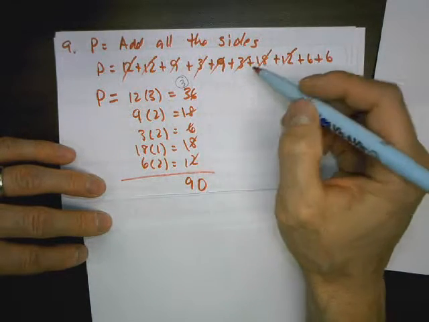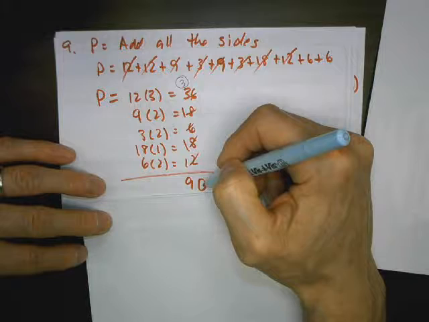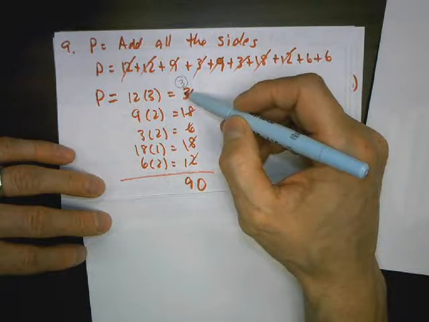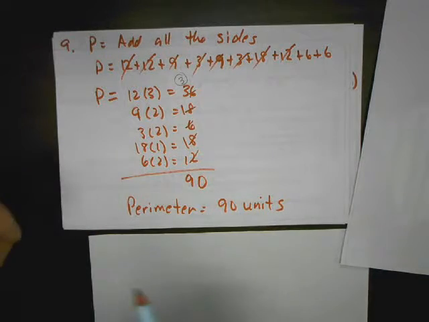And this is 12 and 8, that's 20. 20 and 10 is 30, so I put my 0 here, I carry my 3. I got 3 plus 3 is 6, 7, 8, 9, 90 units.